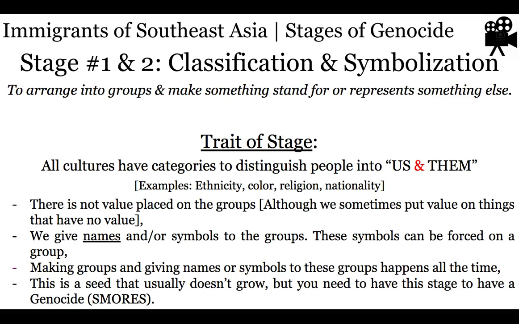The way I like to describe it is it's kind of like s'mores. If you have marshmallows, if you have chocolate, and you have graham crackers, it doesn't mean you have to have s'mores, but you have to have those three things in order to have s'mores. So you have to have classification and symbolization to have a genocide, but just because you have classification and symbolization doesn't mean you will have genocide.